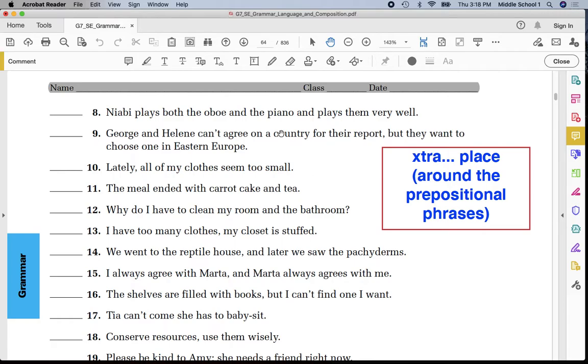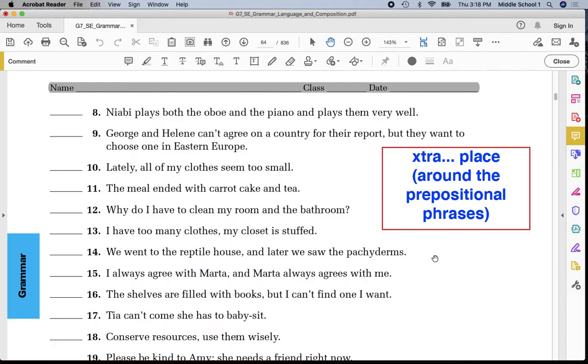Are you interested in some extra credit? You'll notice in the box on the right-hand side of the top of your page, it says extra. Place parentheses around the prepositional phrases. Locate, if you care to, the prepositional phrases and put parentheses around them.